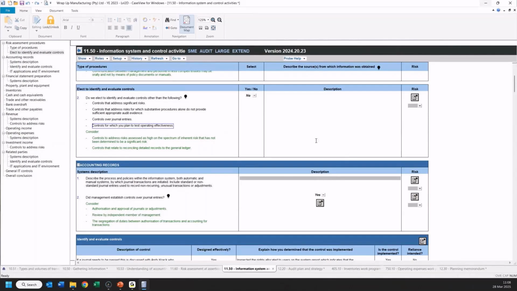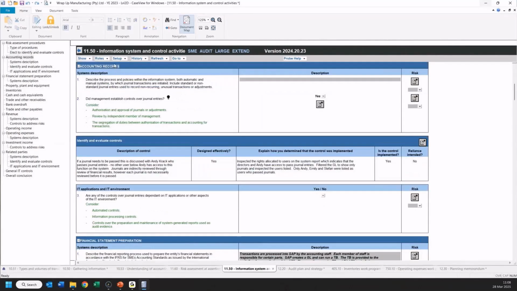Good. So we said I have to identify controls over journal entries. So guess what? My first section is accounting records, and I need to document the system description for recording standard journal entries and non-recurring, unusual, or adjusting entries. So I need to document the system description over journal entries. Sorry, not standard, standard and non-standard. So all journal entries. I need to document my system description.